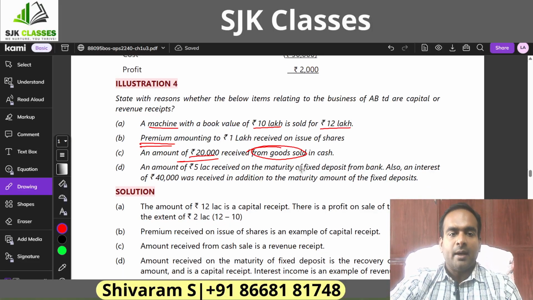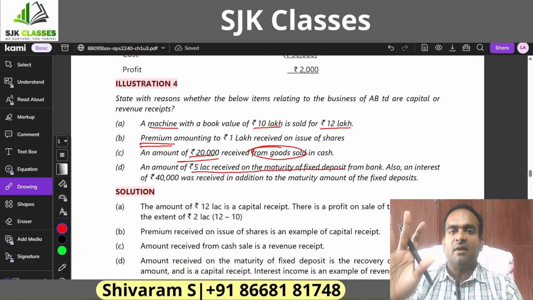Then the fourth point, an amount of 5 lakh received on the maturity of a fixed deposit from the bank. Also, an interest of 40,000 was received in addition to the maturity amount of the fixed deposit. So there are two receipts here. One receipt is 5 lakh received on maturity of FD. So I have an FD which has matured. What is the meaning of matured? The FD has been closed, the bank has returned the money.